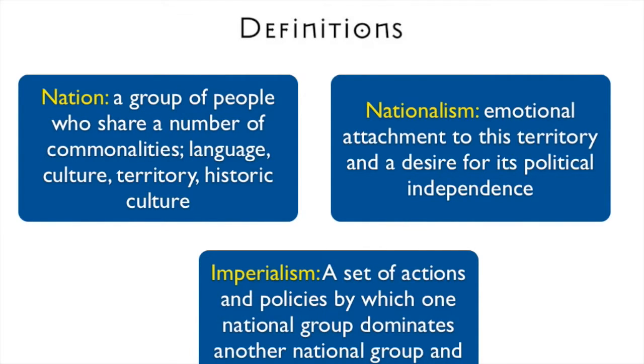Okay, we're going to now look at another cause, imperialism and nationalism, and some definitions here. The nation is a small group of people who share a number of commonalities: language, culture, territory, historic culture. Nationalism is a more emotional attachment to the territory and a desire for political independence. And imperialism is a set of actions and policies by which one national group dominates another group and its territory. So imperialism was very much a British policy for the longest time, going out and taking India, taking big parts of Africa, etc.